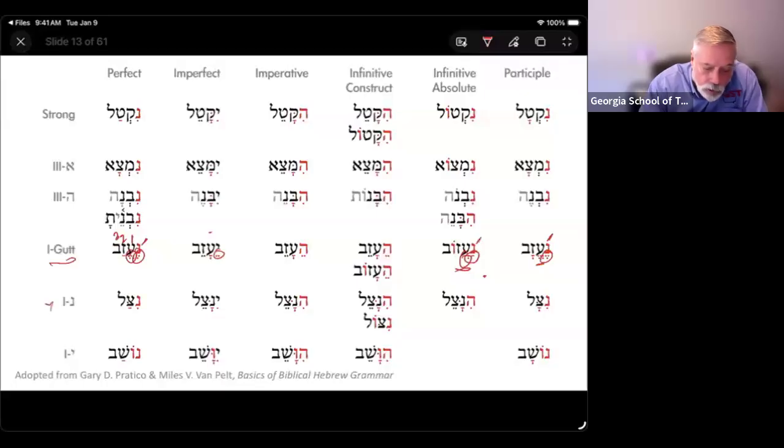In the first nun, this is where you've got to say, okay, is this root one, two, three? Nope, that's not. There's root one right there, because that is the Niphal prefix, and you see the Niphal prefix. And remember, the perfect and the participle pretty much follow the same form as one form of the infinitive construct.